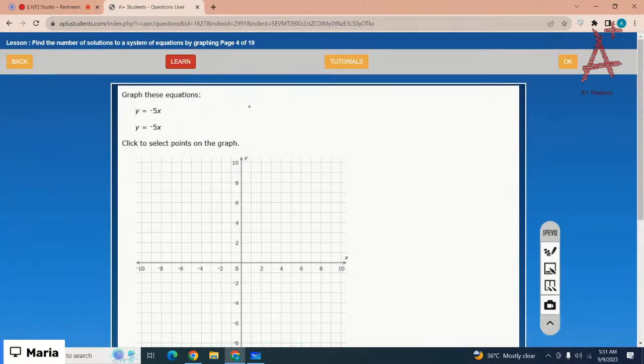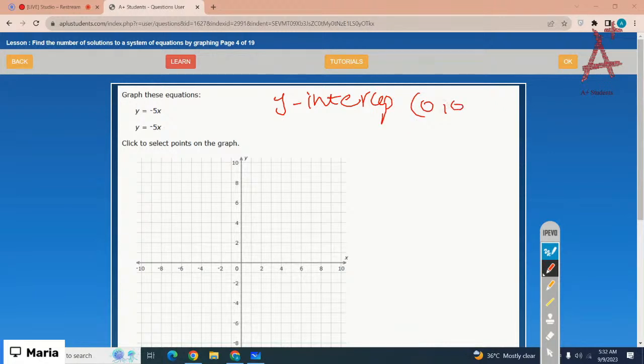Slope is negative 5 and the y-intercept you are not given, right? That means the y-intercept is 0, 0. The graphs are passing through the origin, right? Negative 5x means slope equal to negative 5 over 1. That means you have to move right 1 point and move down 5 points: 1, 2, 3, 4, 5. It would be from here.